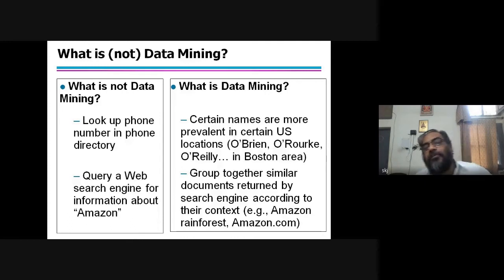Similarly, grouping together similar documents returned by a search engine according to their context. Suppose when we put a search query on Google, we get a large number of documents. If I want to know which documents occur frequently in search, based on what kind of search I am making and what results are returned, by making some kind of association analysis, I may be interested that this result was also appearing there. This kind of problem is suitable for data mining.